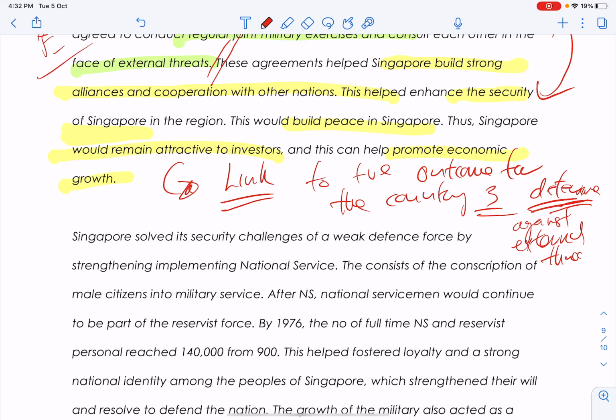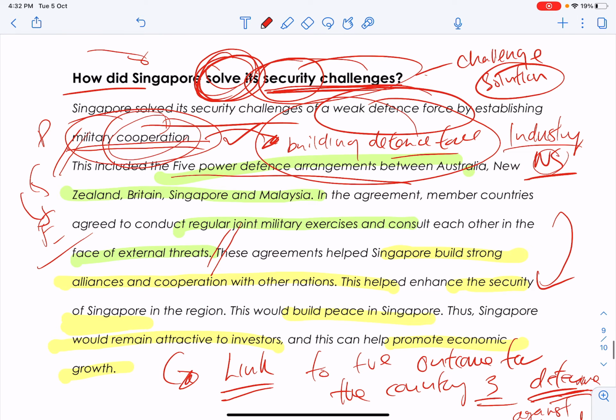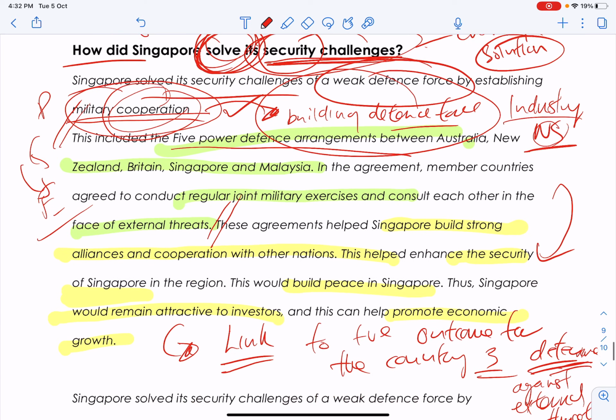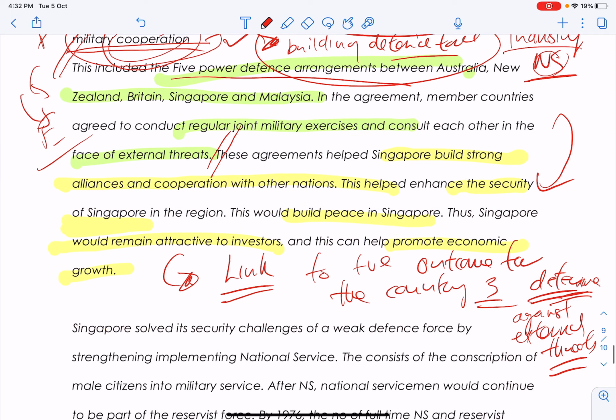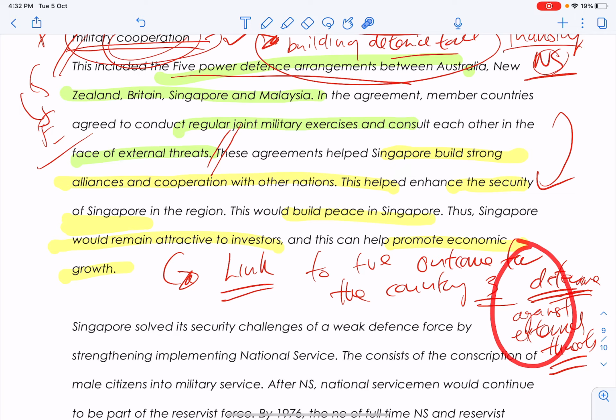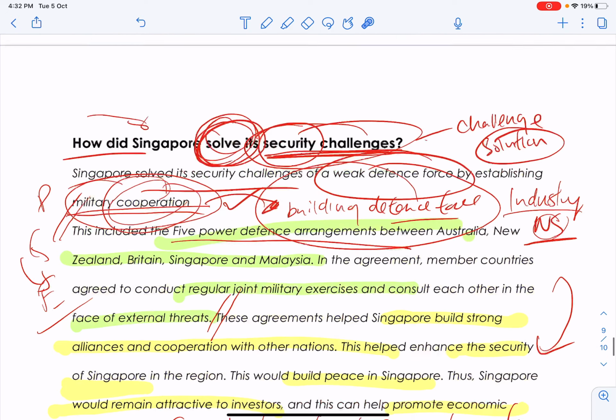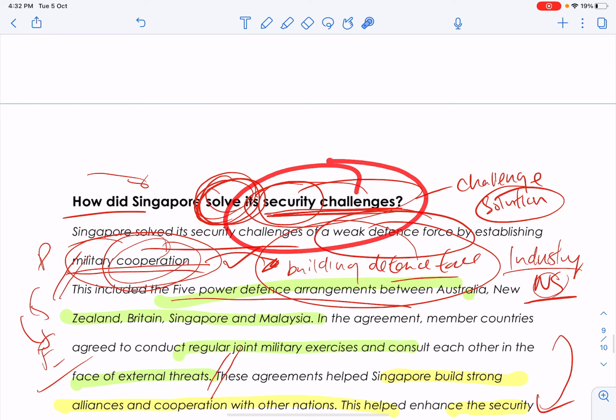Okay, so if you do that, then your next point will be the other way to solve the security challenge is, of course, forming diplomacy. So diplomacy, then you talk about the UN, you talk about ASEAN, and building diplomatic ties and helping to build alliances and friendship with other countries, to again provide a strong deterrence against external threats. And that's how the security challenge is solved.